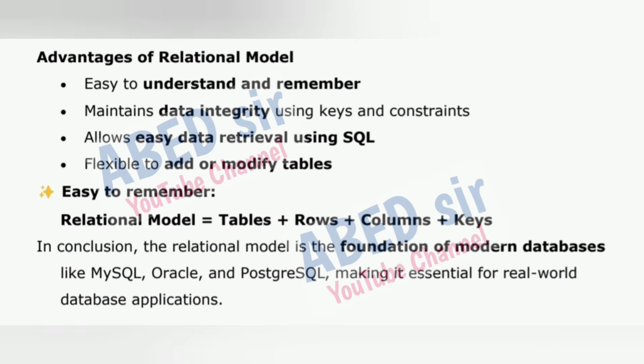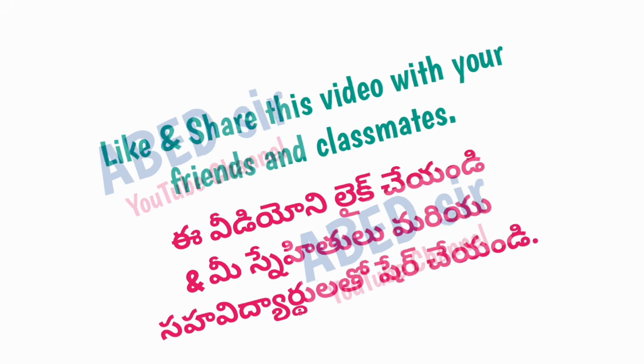Advantages of the relational model. Easy to understand and remember. Maintains data integrity using keys and constraints. Allows easy data retrieval using SQL. Flexible to add or modify tables. Easy to remember: relational model is equal to tables plus rows plus columns plus keys. In conclusion, the relational model is the foundation of modern databases like MySQL, Oracle, and PostgreSQL, making it essential for real-world database applications. Next important long question is 6.